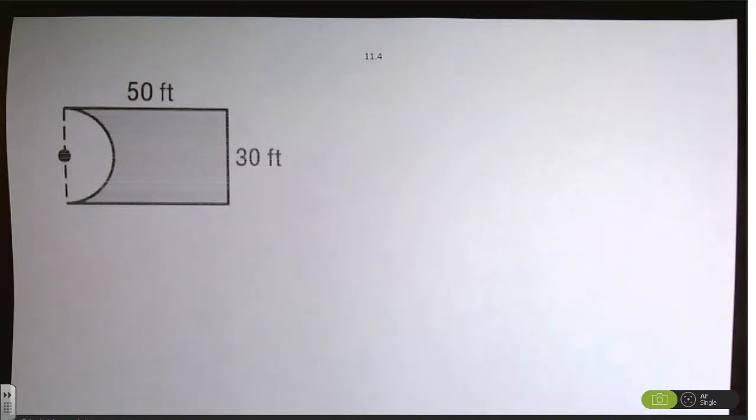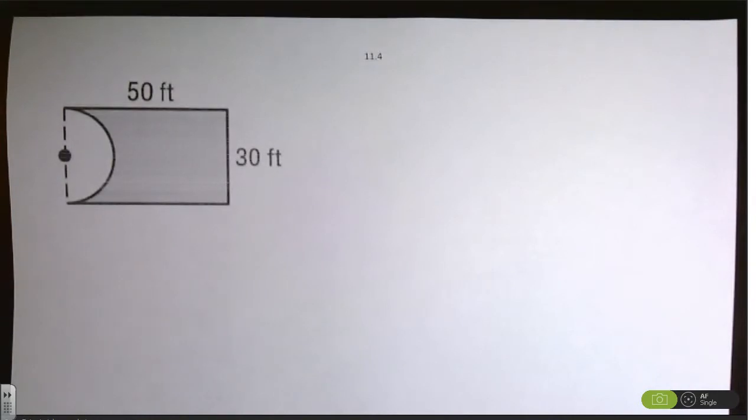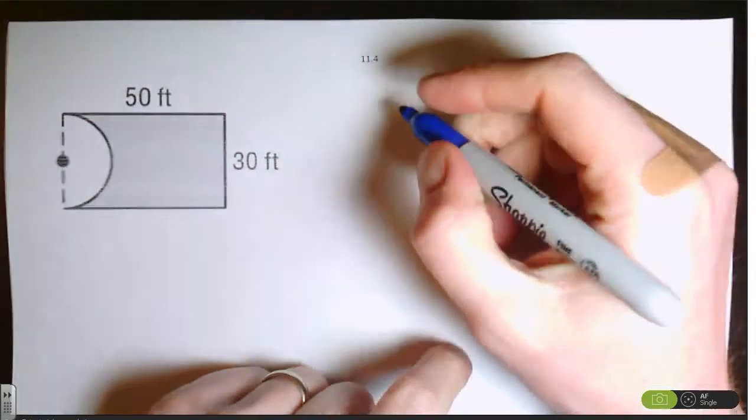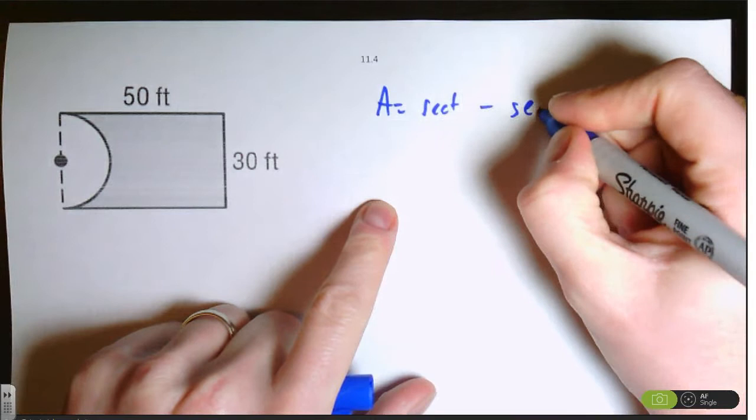Okay, so here are some supplemental problems for section 11.4, day 2 of it, the composite problems. The first one here in 11.4 is find the area of the figure as shaded. The key is recognizing, and this is how I always approach these, how do I get this figure? Well, it's a rectangle minus a semicircle.